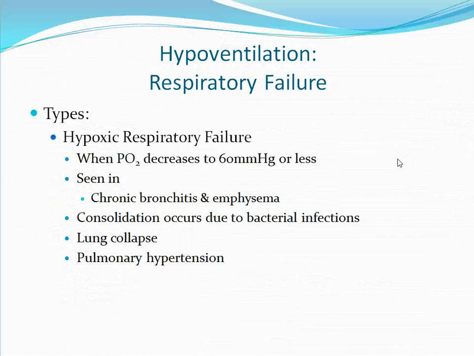The first type of respiratory failure is known as hypoxic respiratory failure. This occurs when the concentration of oxygen decreases to 60 millimeters of mercury or below. This is often seen with chronic bronchitis and emphysema. It could also be seen with consolidation due to bacterial infections, with lung collapse, and with pulmonary hypertension.